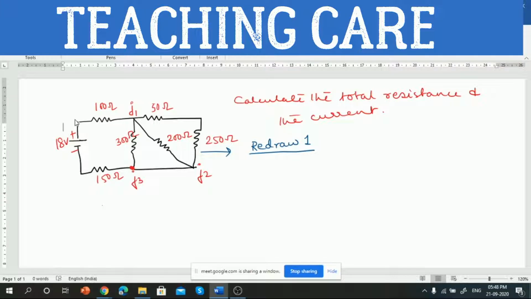Okay. So what I am basically doing, as you can see, I have made three junctions here for me to draw it properly. If I mark this as my junction 1 or J1, then by this junction I have various things. The first thing is I have a 50 ohm connected to a 250 ohm. That completes and brings me to junction 2.